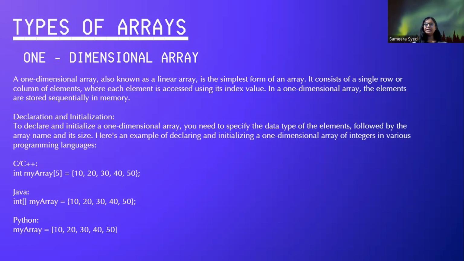We do it similarly in Java. We use the data type int. We give the array name as myArray, and then we give the data elements within curly brackets as 10, 20, 30, 40, 50, and end it with a semicolon. In Python, we don't need the data type, so we directly give the array name as myArray is equal to 10, 20, 30, 40, 50 within square brackets.